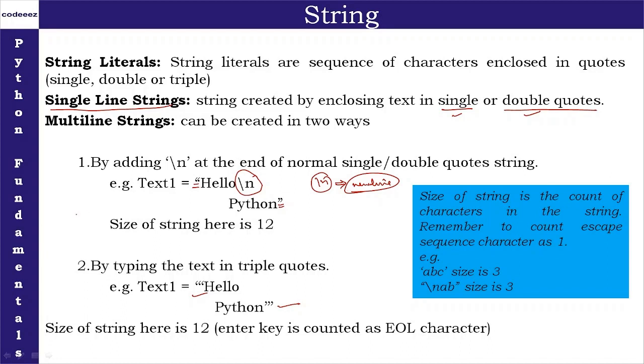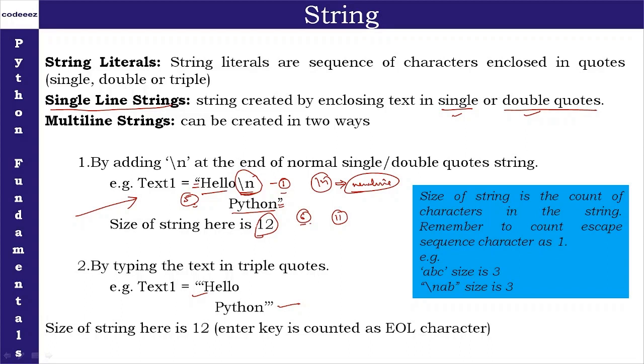Now what will be the length of the string in this case? Hello is 5 letters. Python is 6 characters. So 6 plus 5 is 11. But here one \n is also inserted, so this escape sequence will also be counted as one character. So the total length will be 5 plus 1 plus 6, that is 12. So here the total length of the string will be 12.